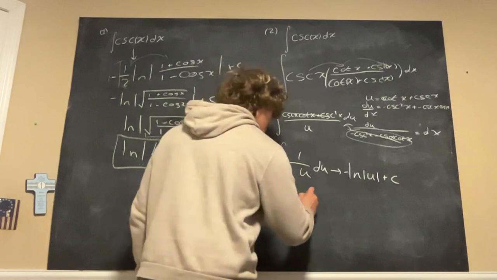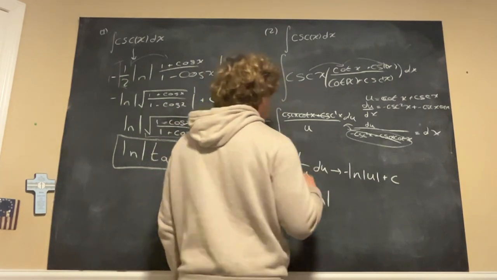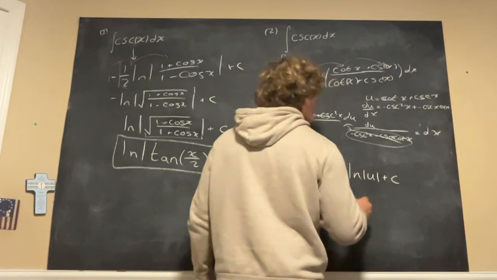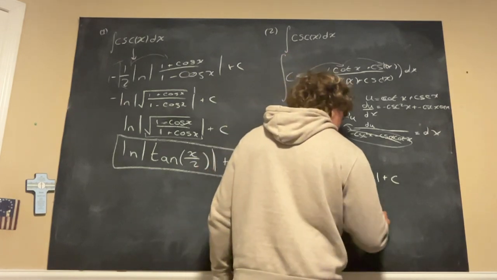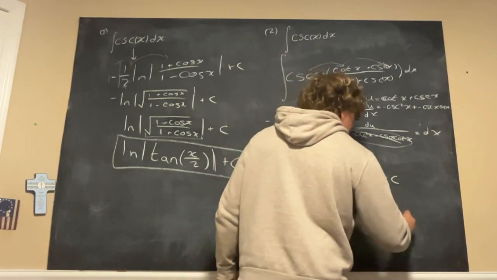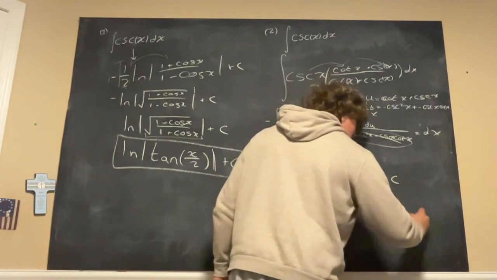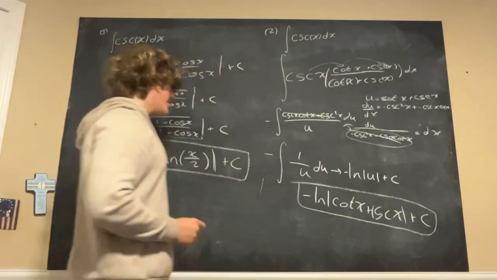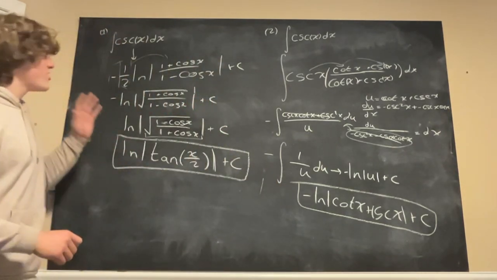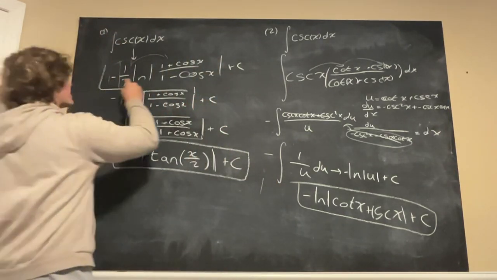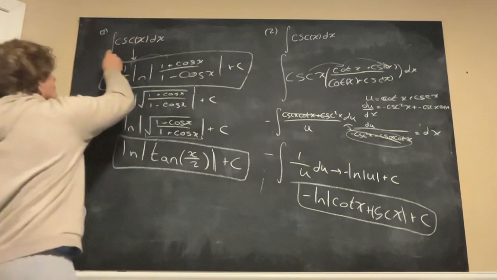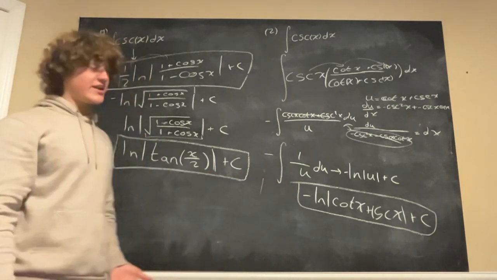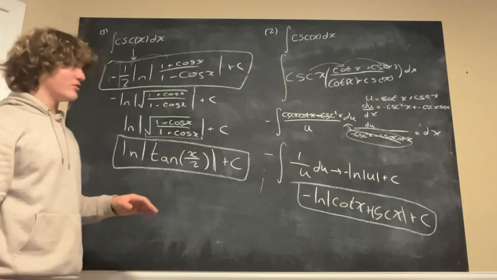So our answer is negative ln, absolute value, cotangent x plus cscx, plus c. And that is our answer. It is very different, so we have 3 different ways to represent this so far. This is our first, this is our second, and this is our third. It's getting less and less messy as we go along.